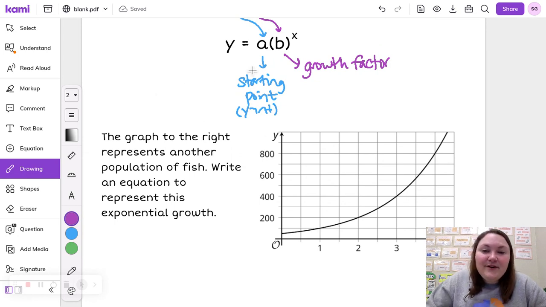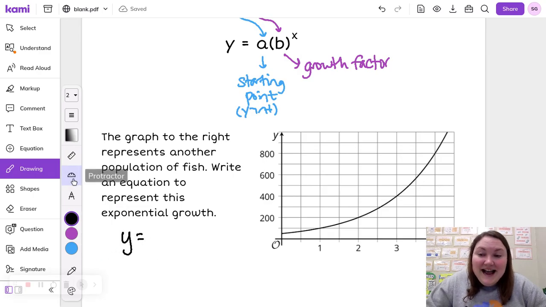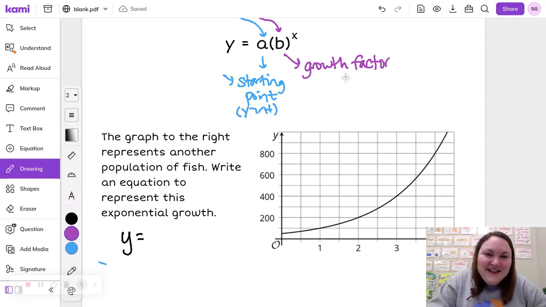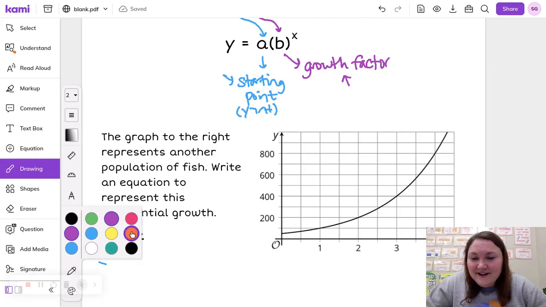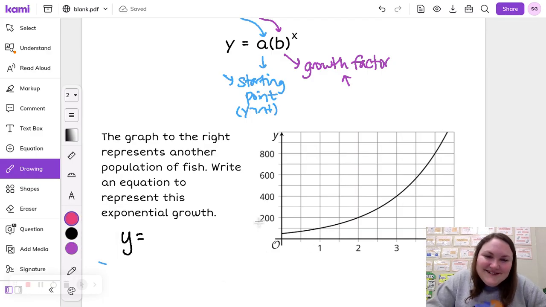Just like from the story, there were 2 numbers we needed to write that equation. From our graph, it's the same 2 numbers. If I want to write an equation to represent this graph, I need to know these same 2 things. I need to know our starting point, and I need to know our growth factor. When you've got a graph, that means finding different points on this line to help us is going to be really important. I can see, for example, at 1, it is right here, halfway between 0 and 200, so that would be the number 100.